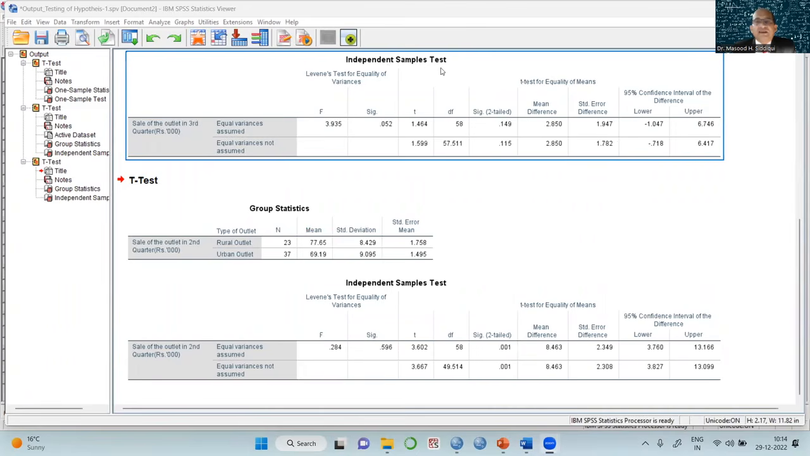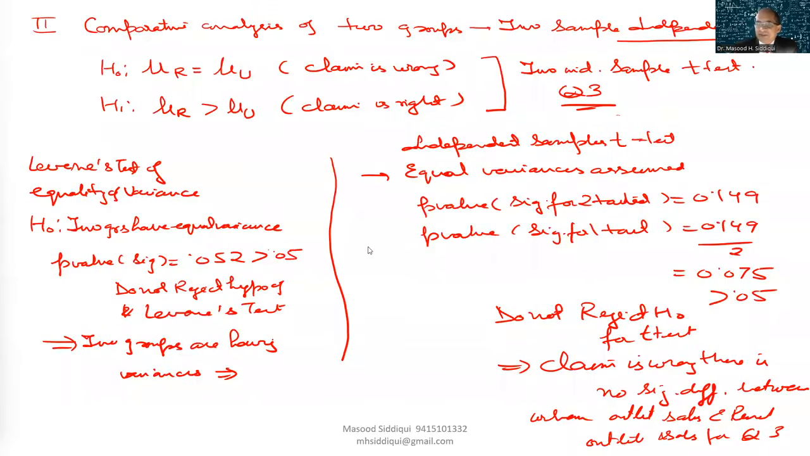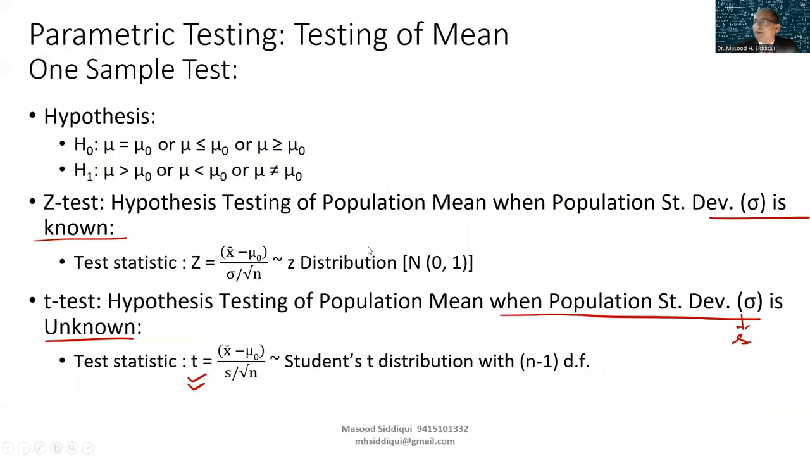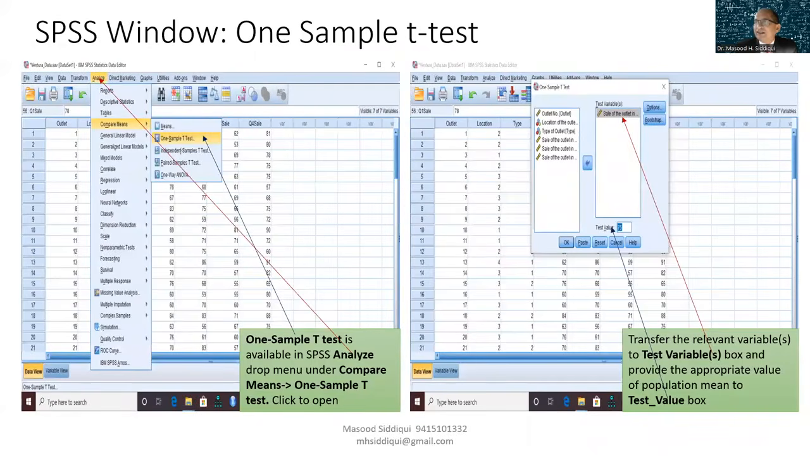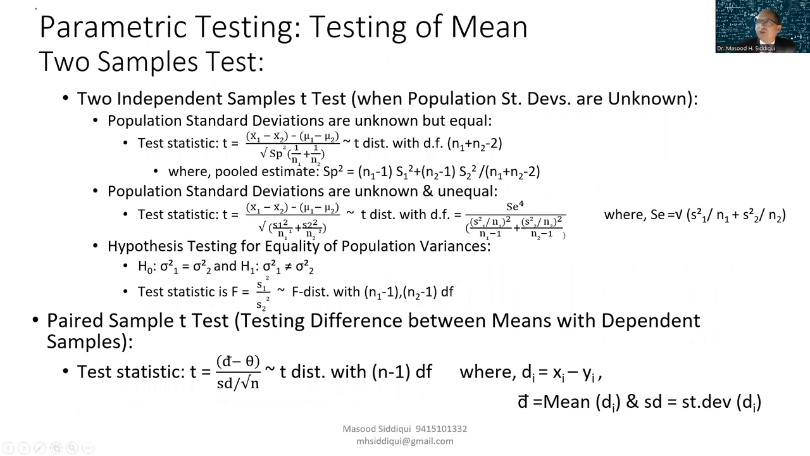And to show you the notes part, here I have explained the things. If we go further, here I have explained the test, that is the independent sample t-test. Z-test, obviously we are not going to do. So this is our test: two independent sample t-tests when population standard deviations are unknown, right?